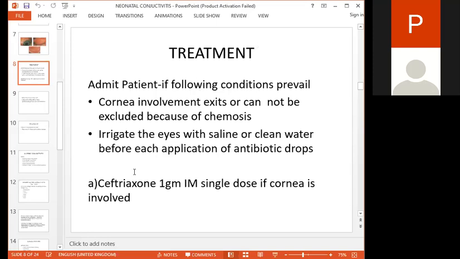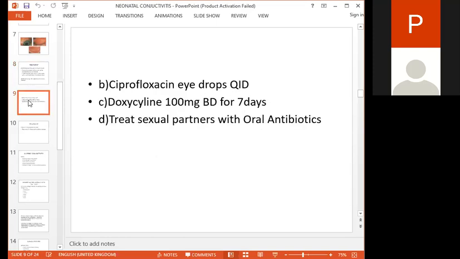Then you can add on the injectable ones like ceftriaxone, 1 gram IM, single dose if cornea is involved. Ciprofloxacin eye drops can be used. Doxycycline twice a day for 7 days. Treat sexual partners with oral antibiotics. Who are the sexual partners? Usually the parents. It must be only treatment with oral antibiotics.